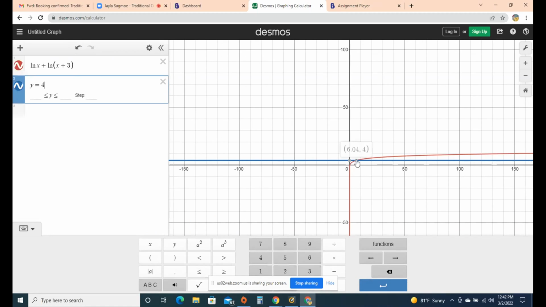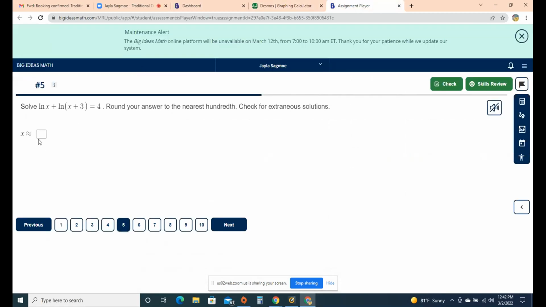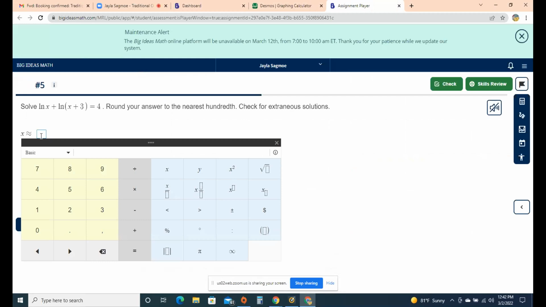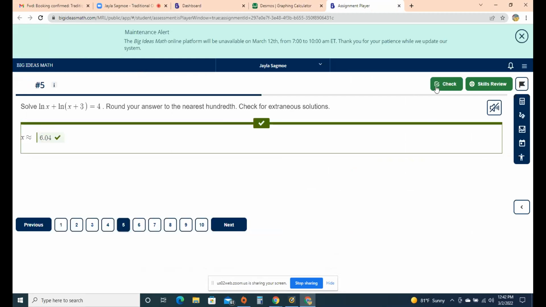Okay. And this time you just want to figure out where they intersect. You just need that value rounded to 2 decimal places. Looks like it's 6.04. Okay. Right. Well done.